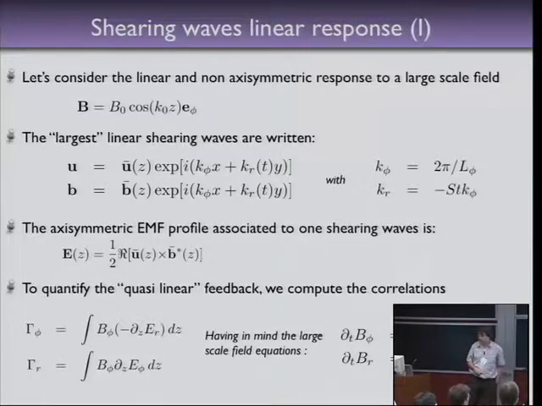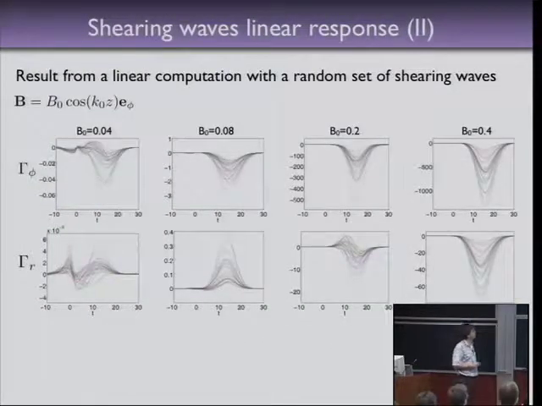And the same thing for gamma r. So you can do that numerically. So it's a linear analysis, but it's not very simple. You can even do it analytically, but I won't go into the details. So this is a result from a linear computation involving very different Shearing waves.